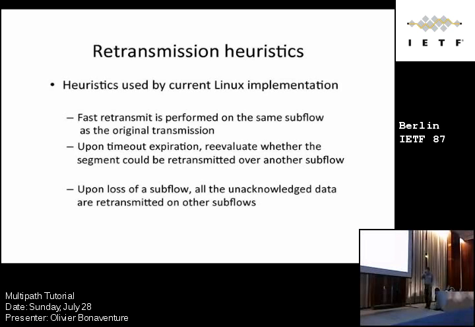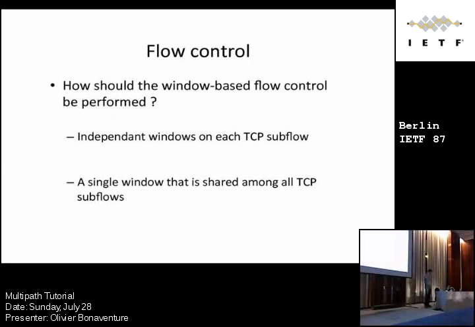So flow control, which is an important part of TCP, allows you to adapt the transmission of data to the availability of buffers on the receiver. Two different solutions were investigated in the working group. The first one is to have independent windows on each TCP subflow, and the second one was to have a single window which is shared among all the TCP subflows. So let's see how these two solutions work and what are the advantages and the drawbacks of each of them.